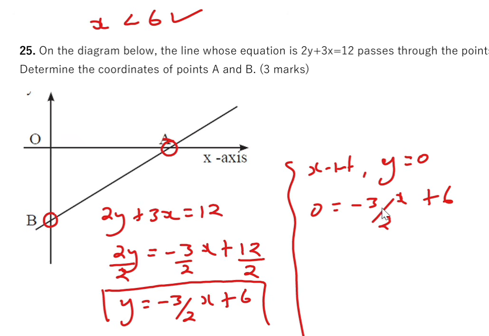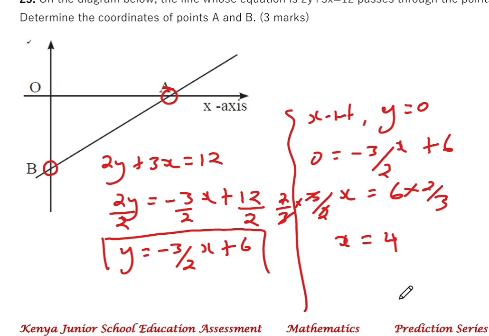To get x, I take negative 3 over 2 to the left, and it becomes positive. So 3 over 2 x equals positive 6. To get x, multiply by the reciprocal, 2 over 3, on both sides. The 3s cancel, and 2 times 2 gives x equals 4. So the coordinate of point A is x equals 4, and remember y is 0. So it is (4, 0). That is for point A.